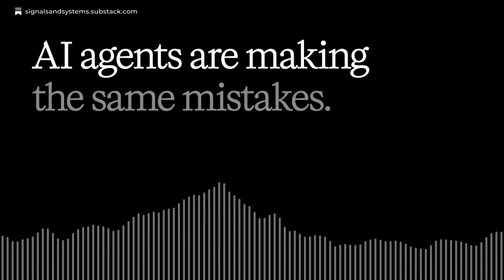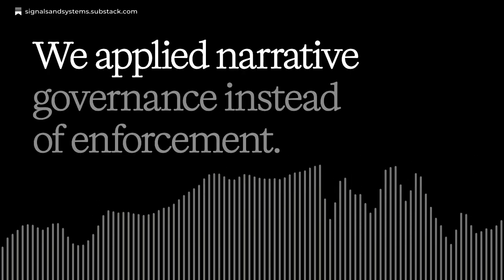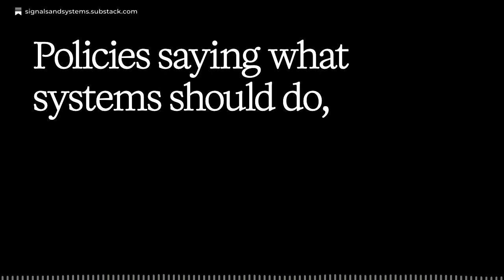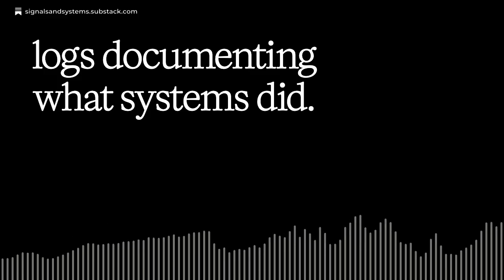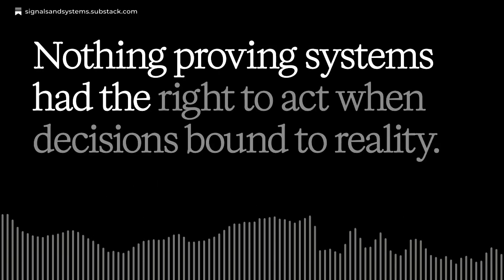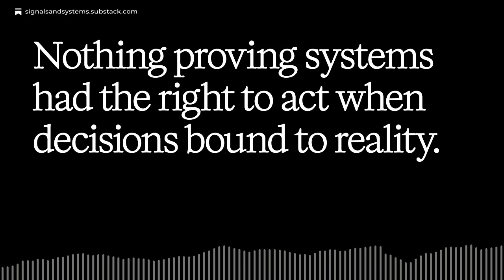AI agents are making the same mistakes. We applied narrative governance instead of enforcement. Policies saying what systems should do, logs documenting what systems did. Nothing proving systems had the right to act when decisions bound to reality.